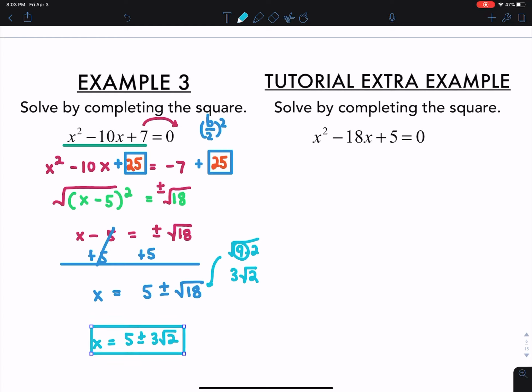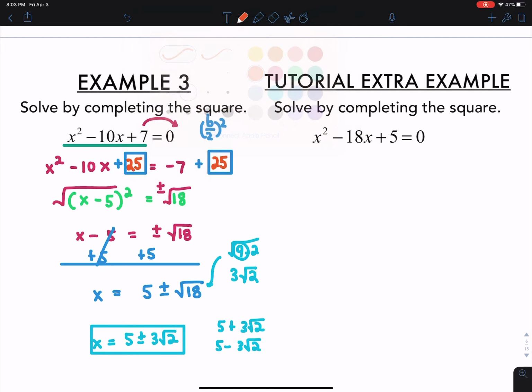So if we wanted decimal approximations, we could check out what 5 plus 3 square roots of 2 is in order to approximate the x-intercept. And we could also check out what 5 minus 3 square roots of 2 is to figure out what that decimal is going to be.